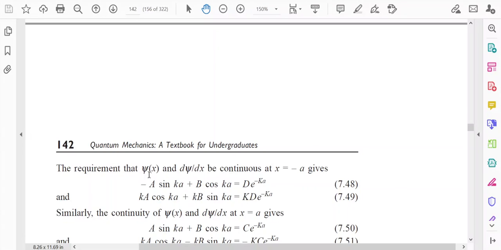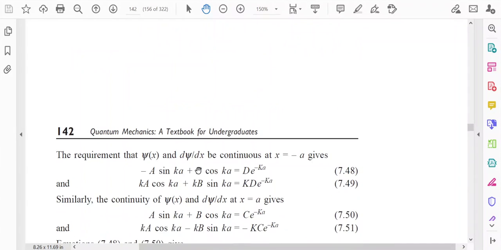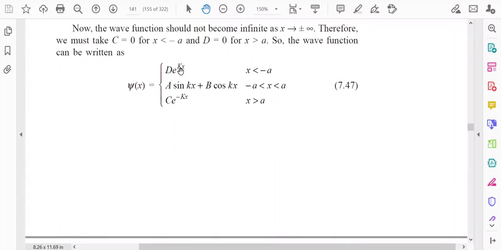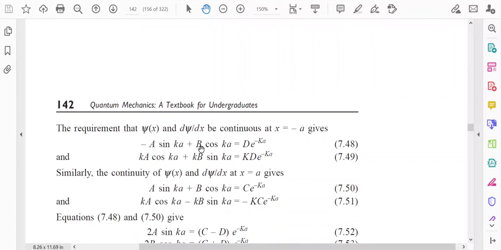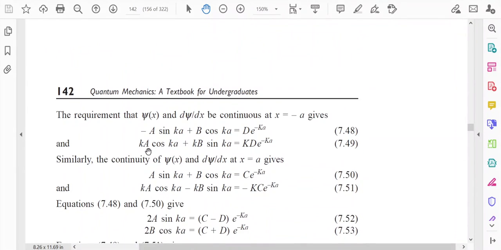So let us consider first the continuity for psi x. We have to put x equal to minus a in these two values of psi x, the first value and the second value. So we write minus A sin ka plus B cos ka is equal to D e to the power minus Ka, because we have written minus a in place of x. This is the continuity for psi x. Similarly, if we differentiate psi, that is d psi by dx, and apply the continuity at x equal to minus a, we obtain this particular equation. Similarly, the continuity for psi x and d psi by dx at x equal to a gives these two equations.